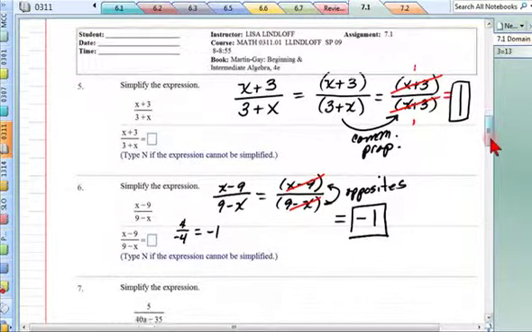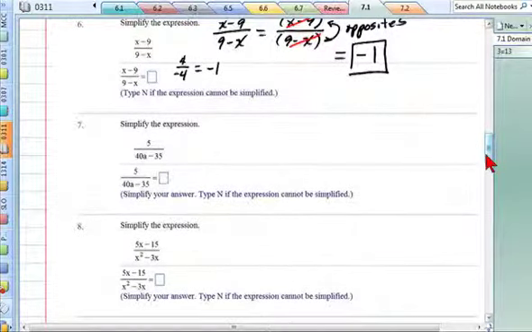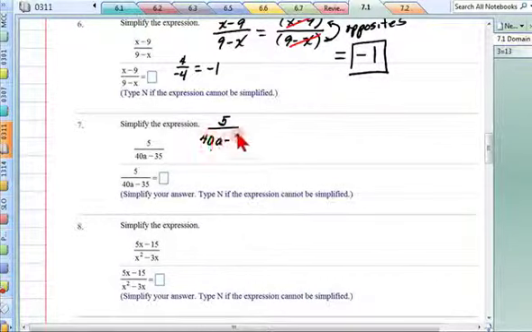Now let's go on to other problems. Let's look at number 7. I have 5 over 40a minus 35. I'm supposed to simplify this, so I would wonder if I can maybe factor some things. Now 5 is just the number 5. I'll just keep it.